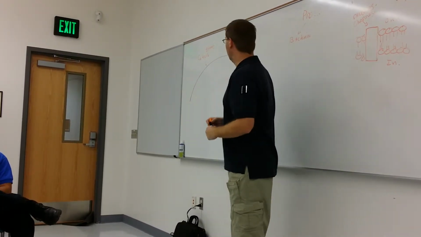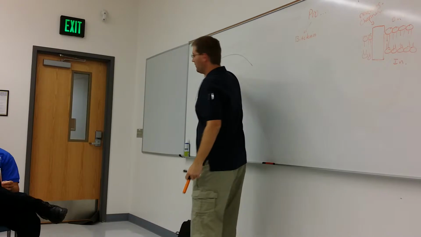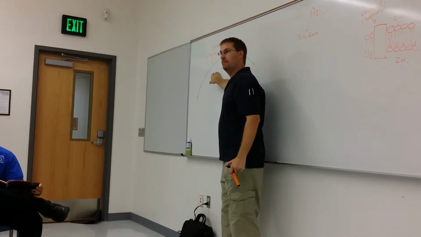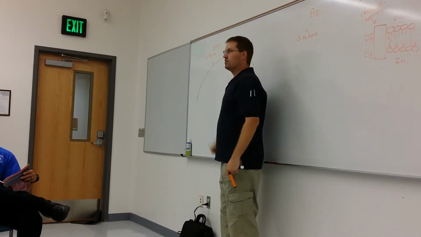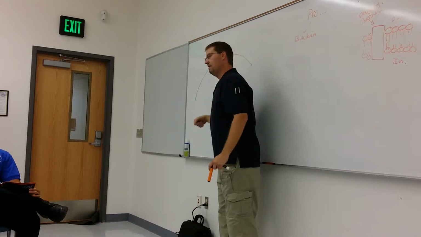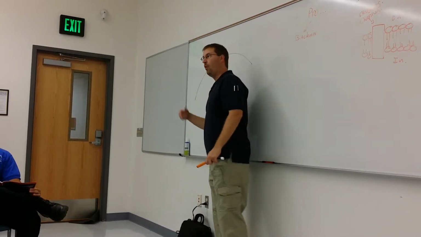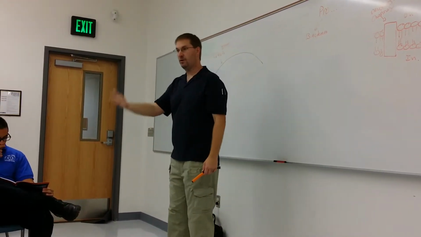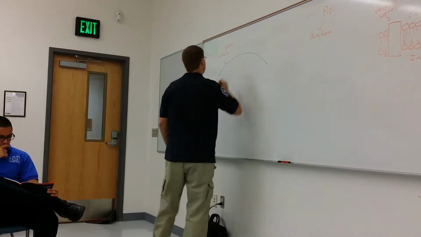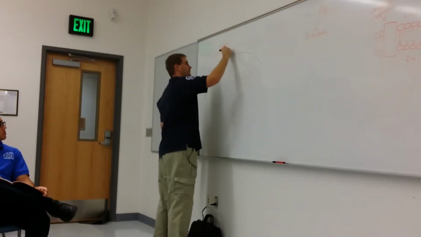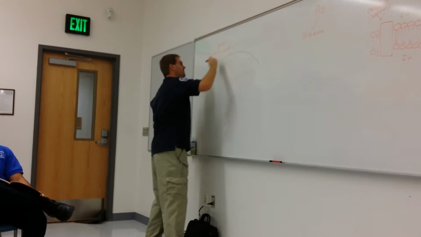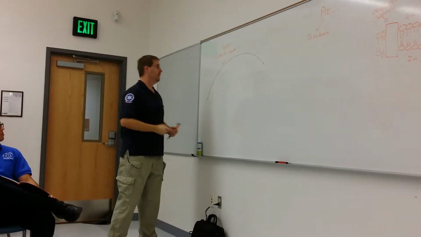So what happens is, glucose wants to get into the cell, right? But it can't. Something has to facilitate the movement of glucose into the cell. And what facilitates the movement of glucose? Insulin. Yes. So insulin facilitates the movement of glucose into the cell.